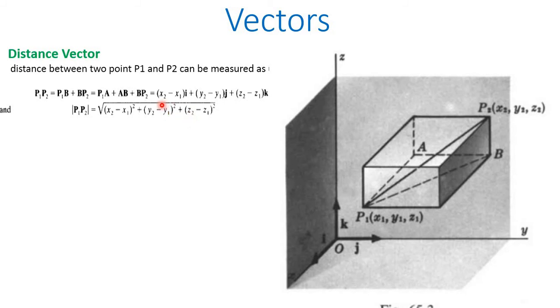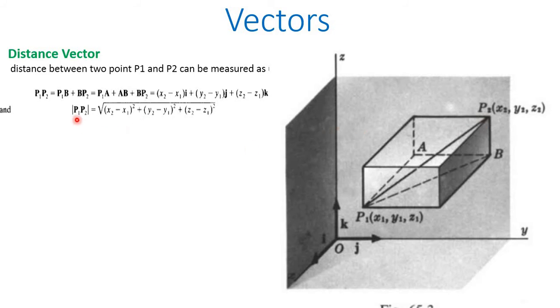So P1A is equal to x2 minus x1, because this is the x-axis, this is the y-axis, and this is the z-axis. The vector is x2 minus x1 into i plus y2 minus y1 into j plus z2 minus z1 into k. It means the distance between the point P1 and P2 can be calculated by just subtracting the respective coordinates. For example, x2 minus x1 into i because it is along the x-axis, y2 minus y1 into j because it is along the y-axis, and z2 minus z1 into k because it is along the z-axis. So this will be the distance vector between the point P1 and P2.